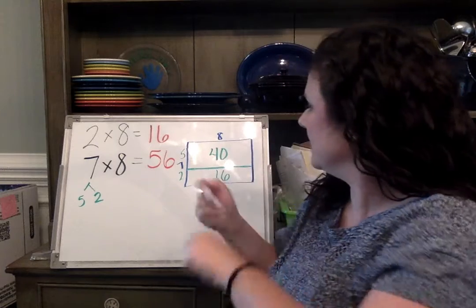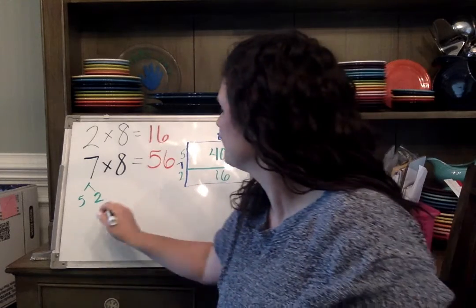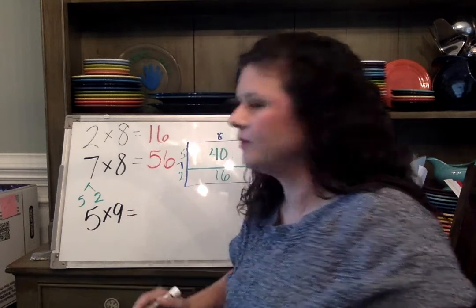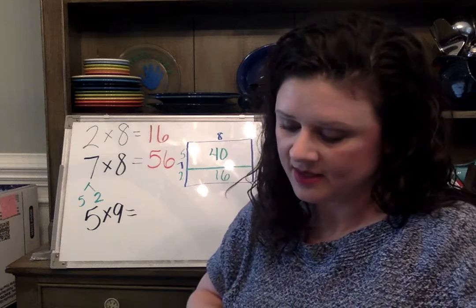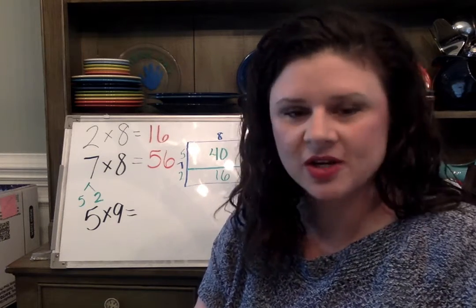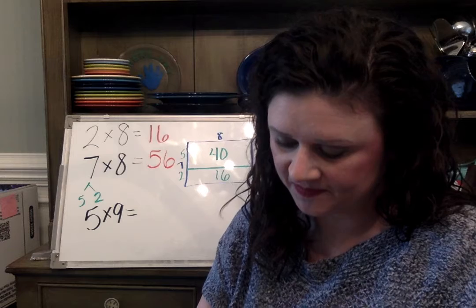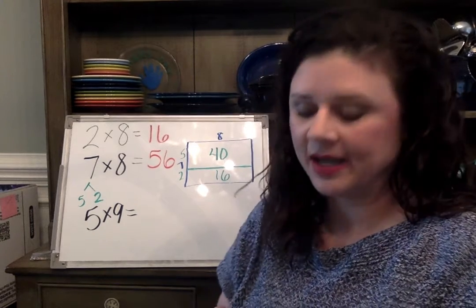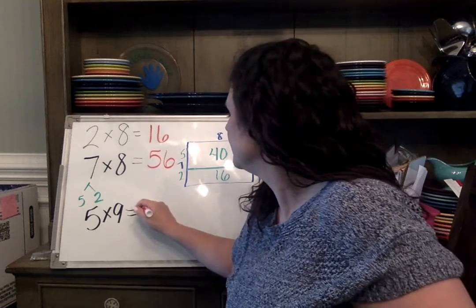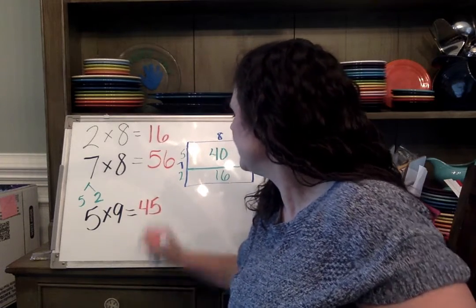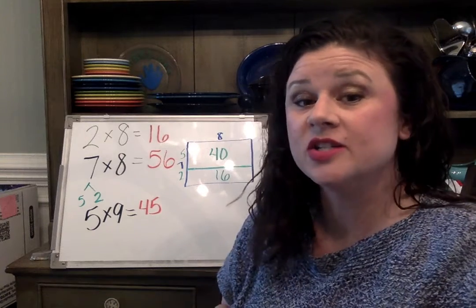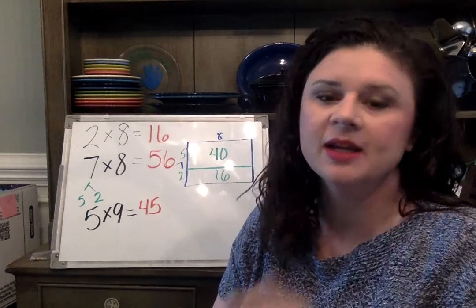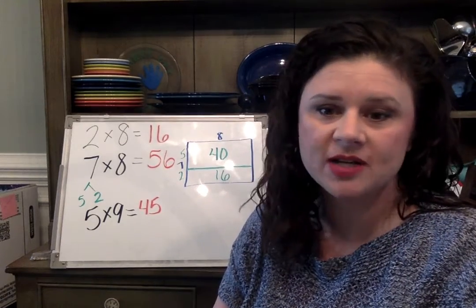Okay, let's look at another one. 5 times 9. Stop the video. What strategy would you use? Okay, you probably came up with your answer of 45. But what strategy did you use? Because if you were counting by fives, 5, 10, 15, 20, remember, that's not a very efficient strategy at this point.